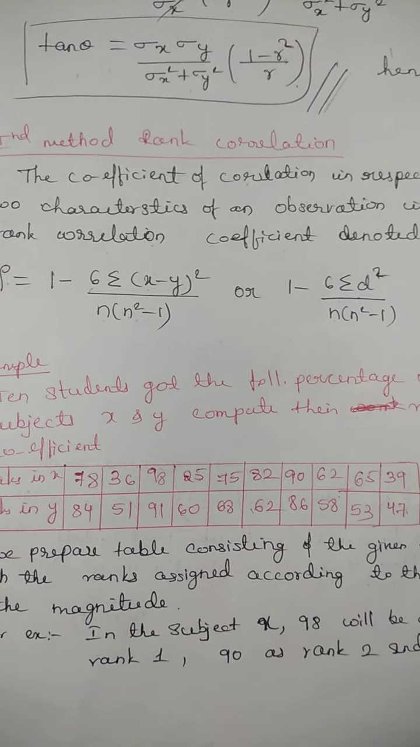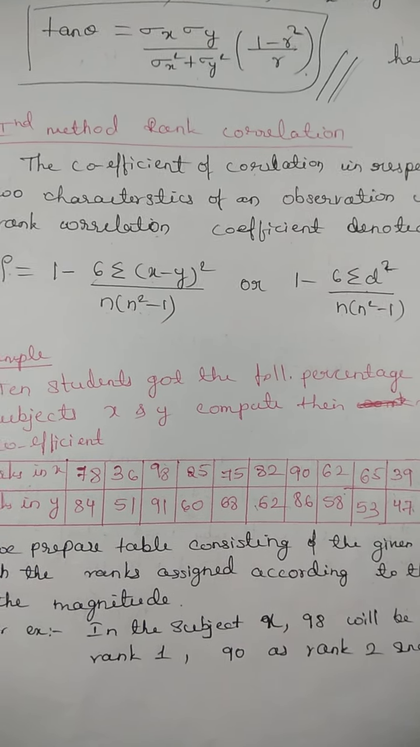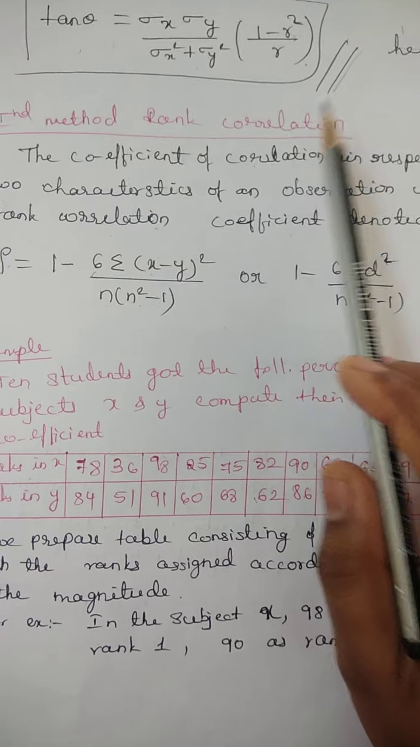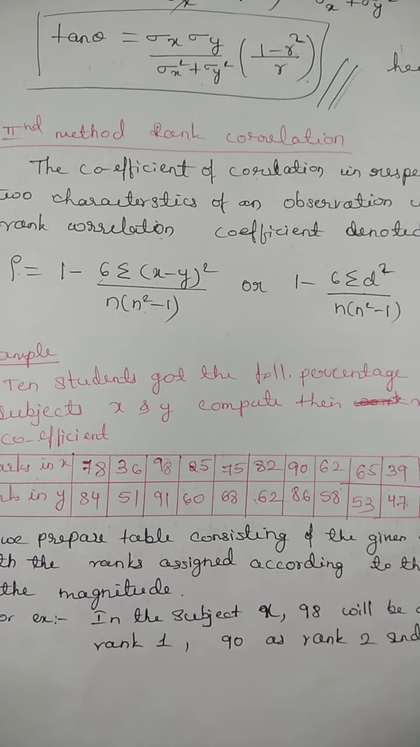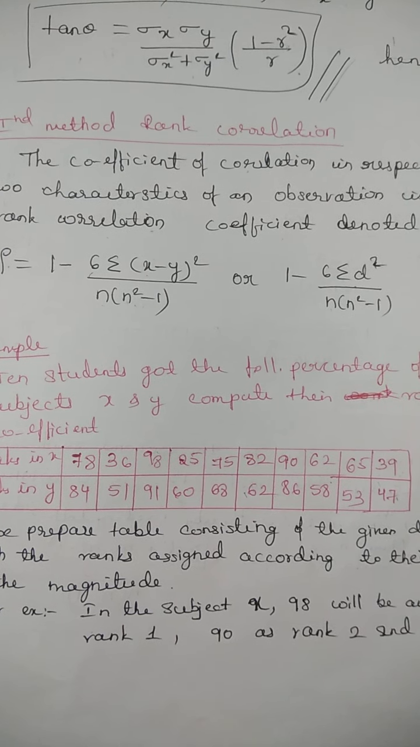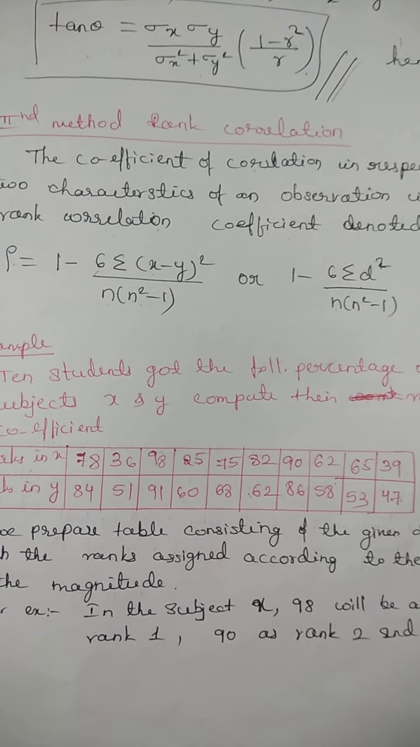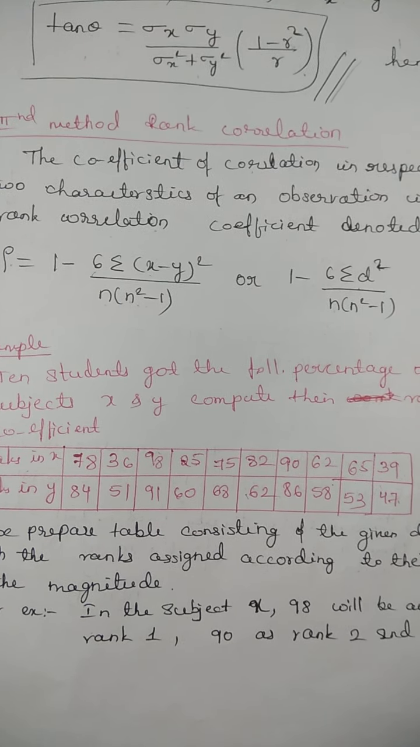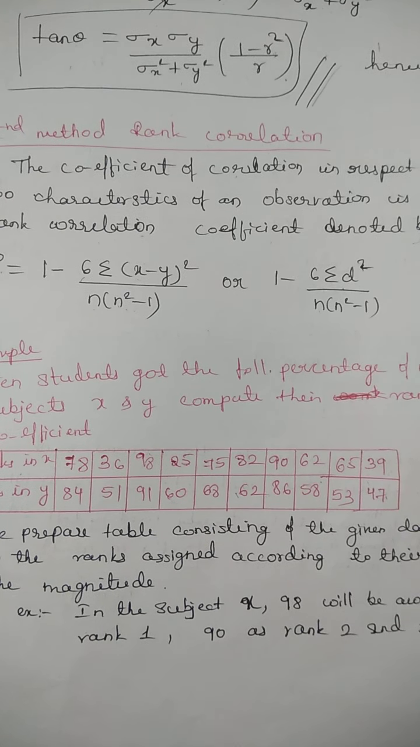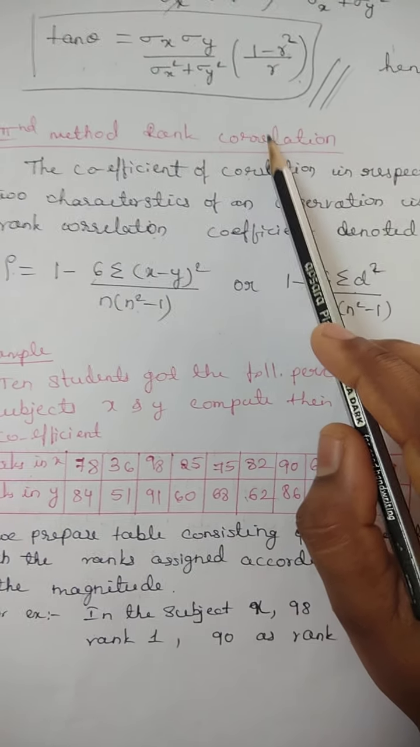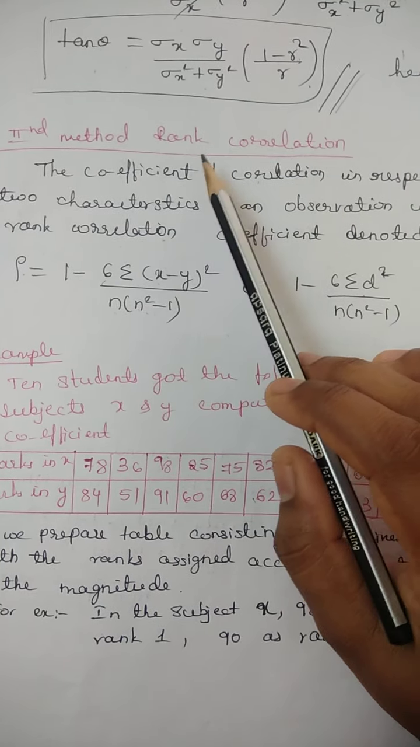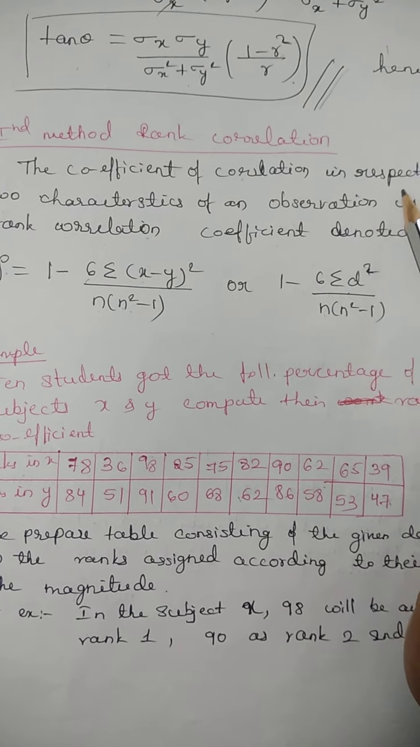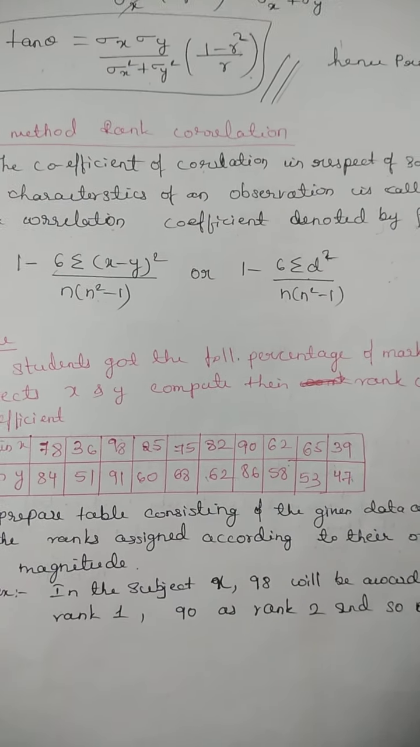Hello student, this is the second method to find a correlation, that is a rank correlation. The first method was coefficient of correlation. To find the degree of relation of different variables, we are using a coefficient of correlation and rank correlation.